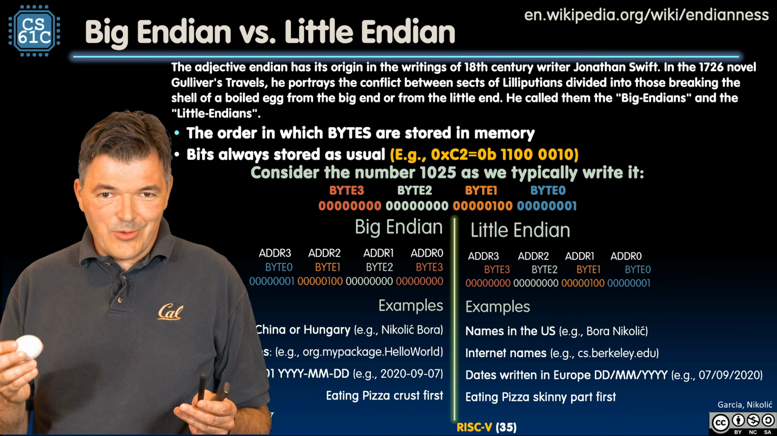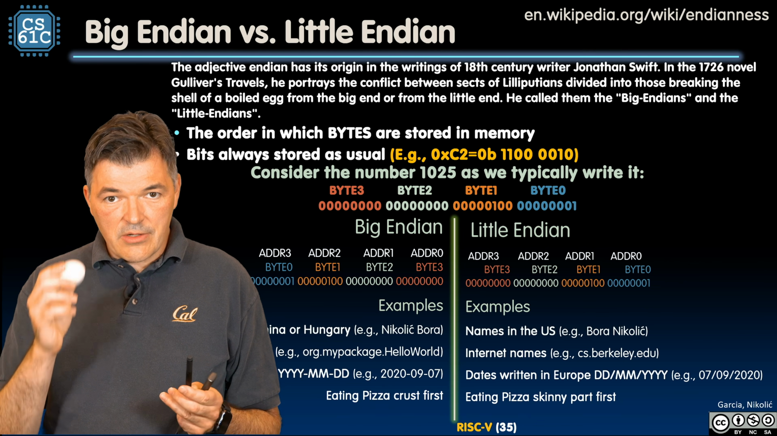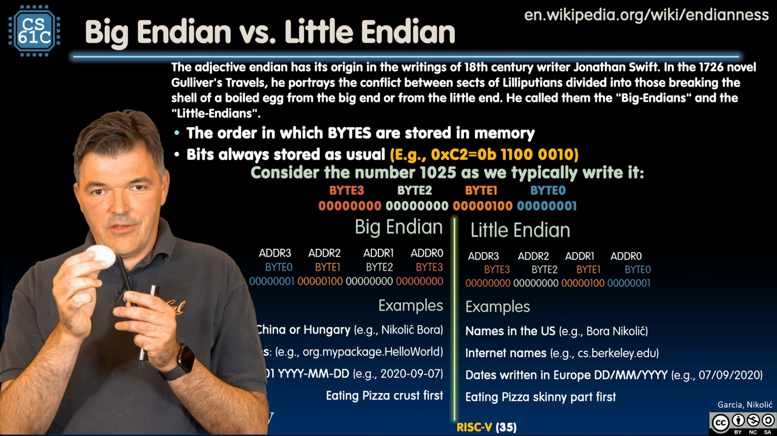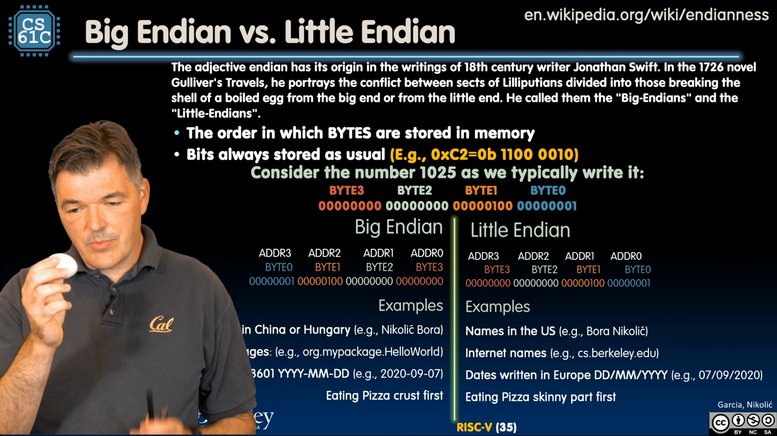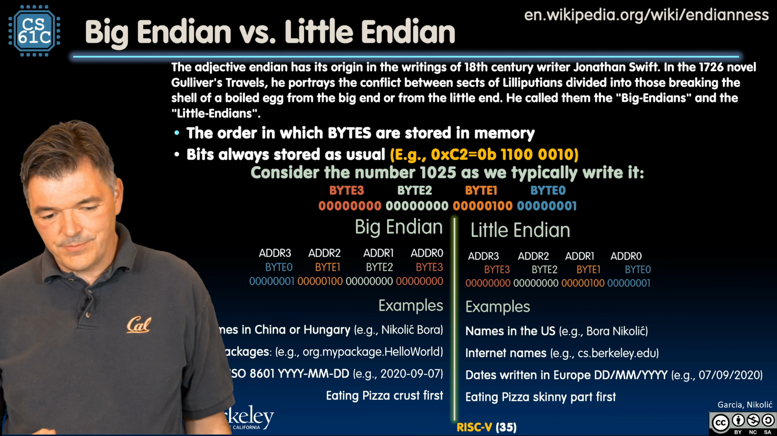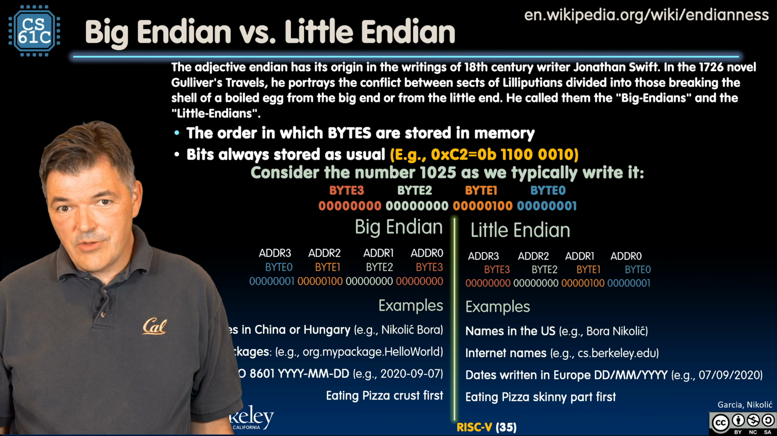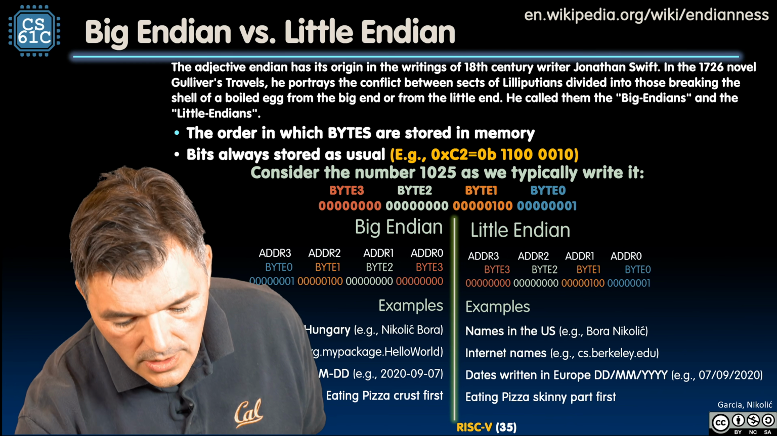But going back to RISC-V and instruction set architectures, RISC-V, hopefully you'll remember forever, is little endian, so RISC-V always breaks the egg from the little side. There are big endian architectures out there, but let's make sure that we understand the main difference between them.